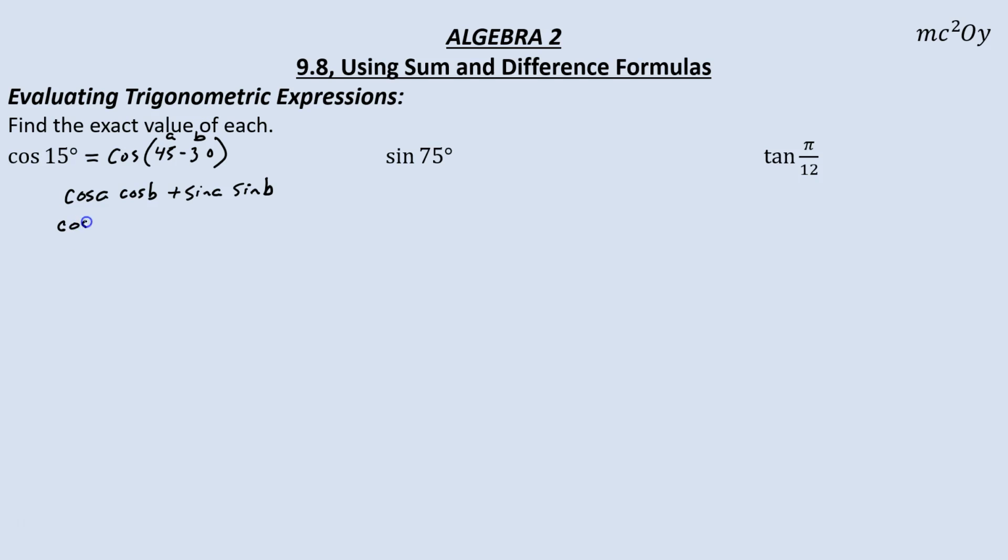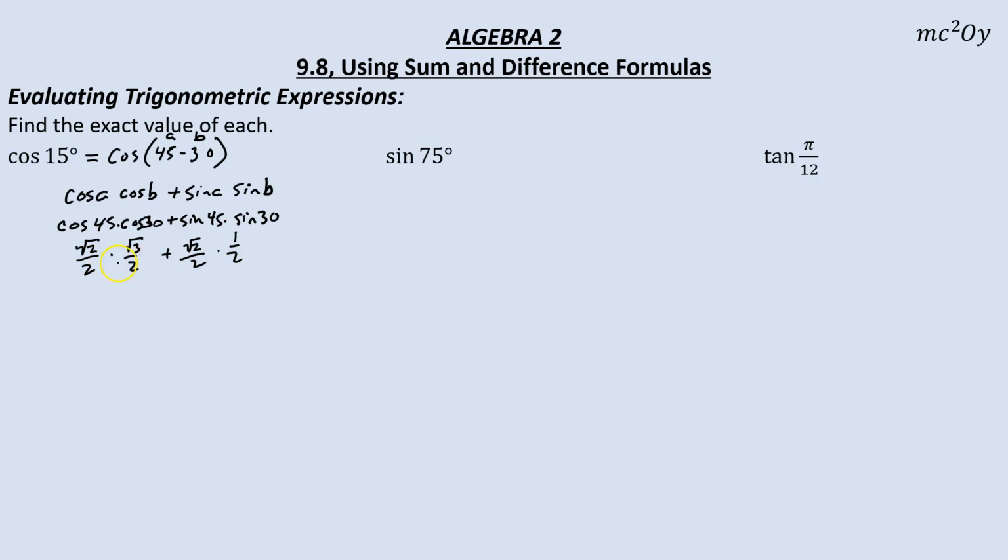And so I'm just plugging those things in. That's the cosine of 45 times cosine of 30, plus the sine of 45 times the sine of 30. Knowing the unit circle, the cosine of 45 is root 2 over 2. I'm just assuming you know the unit circle and the coordinates. Cosine of 30 is root 3 over 2. The sine of 45 is root 2 over 2. And the sine of 30 is 1/2.